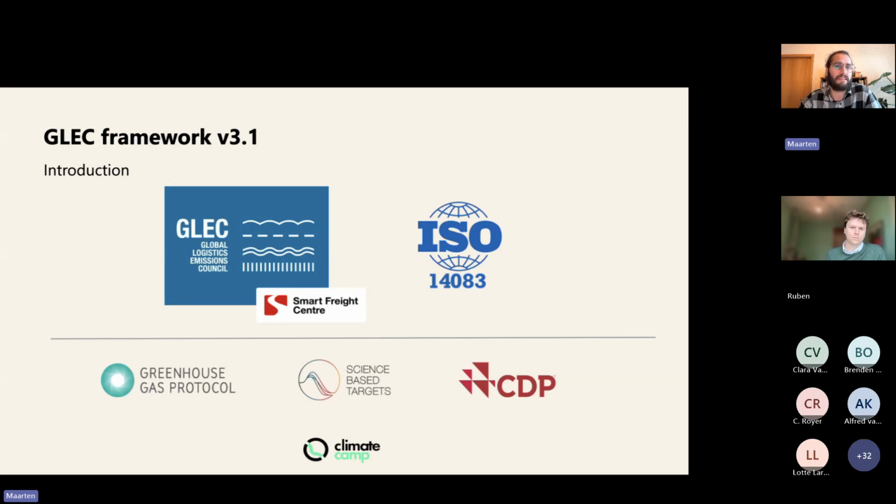Now, the GLEC Framework v3.1, which was released earlier this year, fully incorporates ISO 14083, which is the standard for transportation emissions. Whereas GLEC is more the guideline and how to apply these transportation calculations, the ISO is the international standard. Now, it is important to know GLEC aligns with or takes into incorporation the Greenhouse Gas Protocol, Science Based Targets, and CDP. So if you disclose via CDP, if you have set science-based targets, or if you are using the Greenhouse Gas Protocol to calculate your emissions, these are all aligned with the GLEC framework.